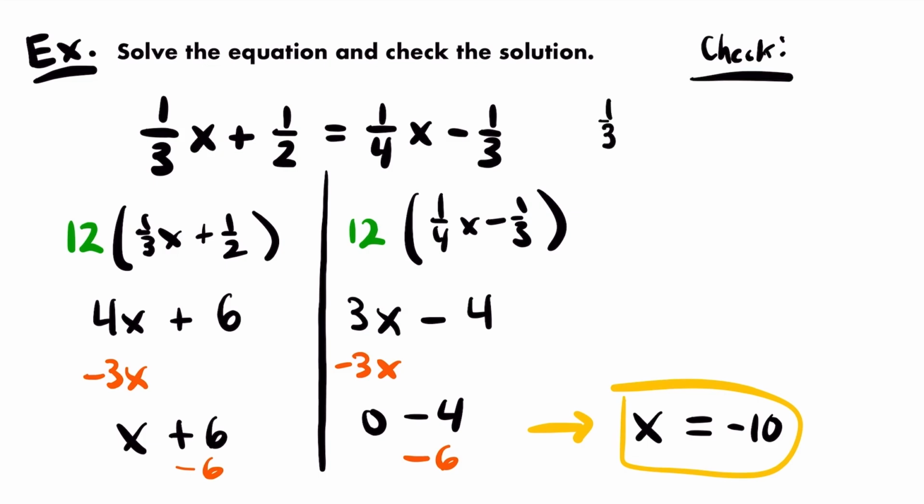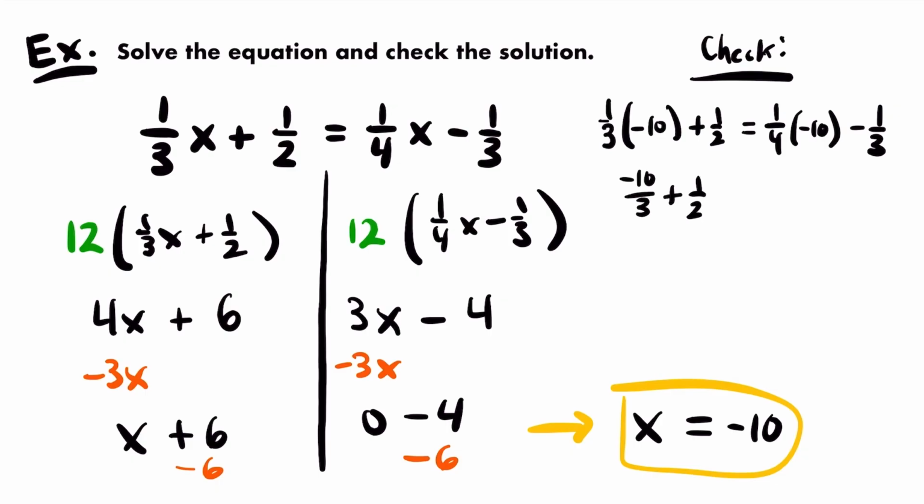We'll have 1/3 times negative 10 plus 1/2 equals 1/4 times a negative 10 minus 1/3. Unfortunately, it does look like we're going to need to get some common denominators in order to add our fractions and check our work. But first, let's just multiply negative 10 into the numerator of 1/3 and 1/4. We'll have negative 10 divided by 3 plus 1/2 equals negative 10 divided by 4 minus 1/3.